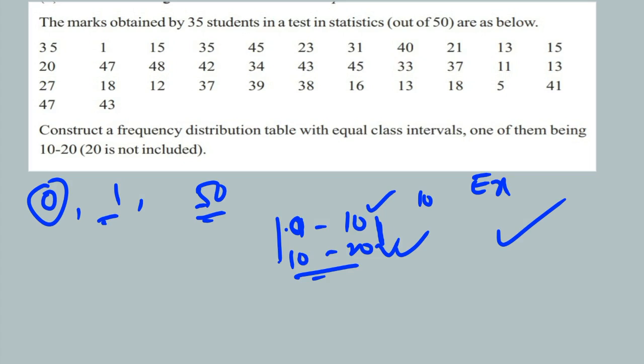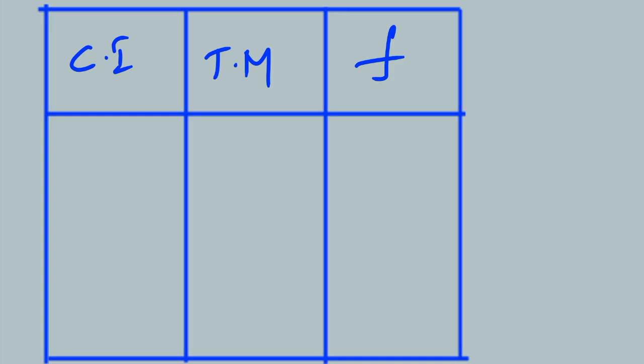For these kind of problems, there is no need to find the class length or how many classes are there, not needed here. One of the class intervals must be 10 to 20, and one more thing, those are exclusive class intervals, they said. That's the reason we can start from 0 onwards. Let us draw the table. Yes, look at the table.